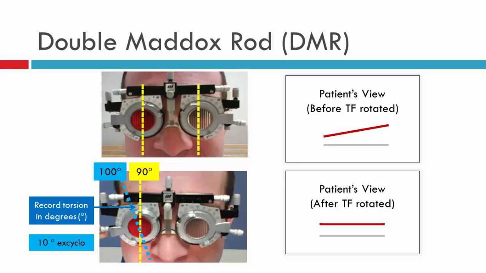In all tests that measure torsion, we are reporting the position of the eye, not the image. So even with the Synoptophore that we just discussed a moment ago, when you record the degrees to which the eye is excyclo or incyclo-rotated, you're indicating the position of the eye, not of the image. And this is really important because it can become very confusing if you are not aware that what you've recorded is the position of the eye and not the image.